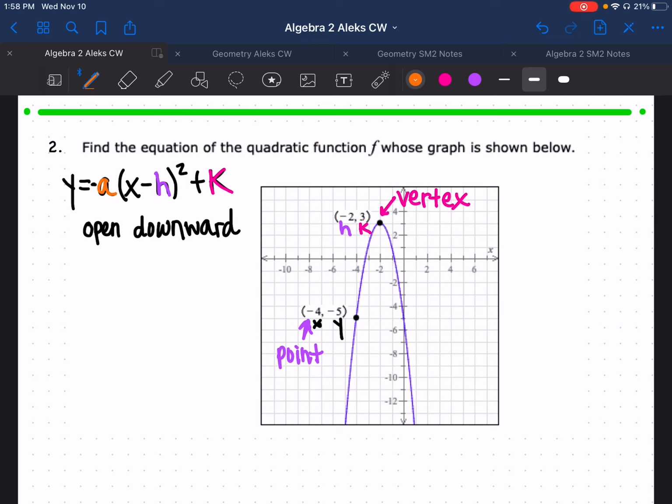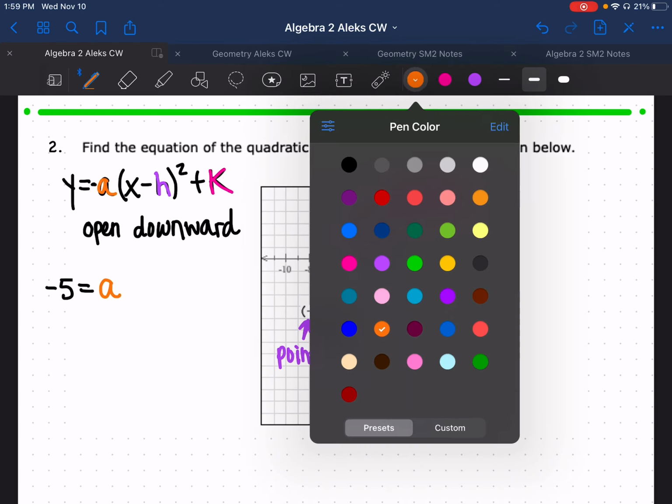Now remember the negative, we don't have to worry about it. We already know that this is a negative graph because we know it is opening downward. Okay, so we don't have to worry about the negative because we know it's opening downward. Let's go ahead and find A. Let's start by substituting in for Y. For Y, I'm going to go to the point and I'm going to plug in the Y value from the ordered pair. So that would be -5. A is going to stay A. So right now, I don't know what A is.